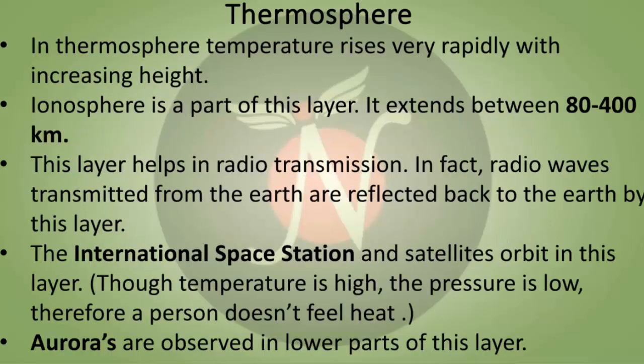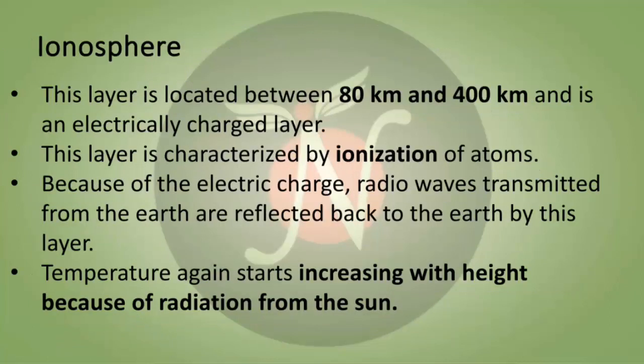Now we will study the thermosphere. In the thermosphere, temperature rises very rapidly with increasing height. The ionosphere is a part of this layer. It extends between 80 to 400 kilometers, and this layer helps in radio transmission. In fact, radio waves transmitted from the Earth are reflected back to Earth by this layer. The International Space Station and satellites orbit in this layer. Though the temperature is very high, the pressure is low, therefore a person does not feel so much heat, and auroras are observed in the lower parts of this layer as well.